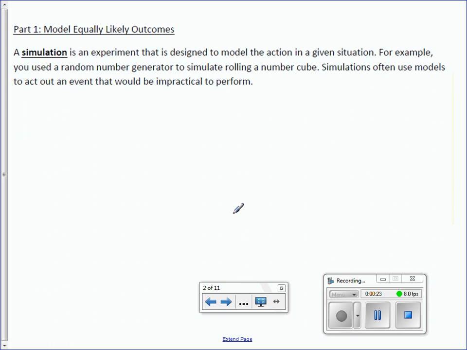A simulation is an experiment that is designed to model the action in a given situation. For example, you could use a random number generator to simulate rolling a number cube. Simulations often use models to act out an event that would be impractical to perform.